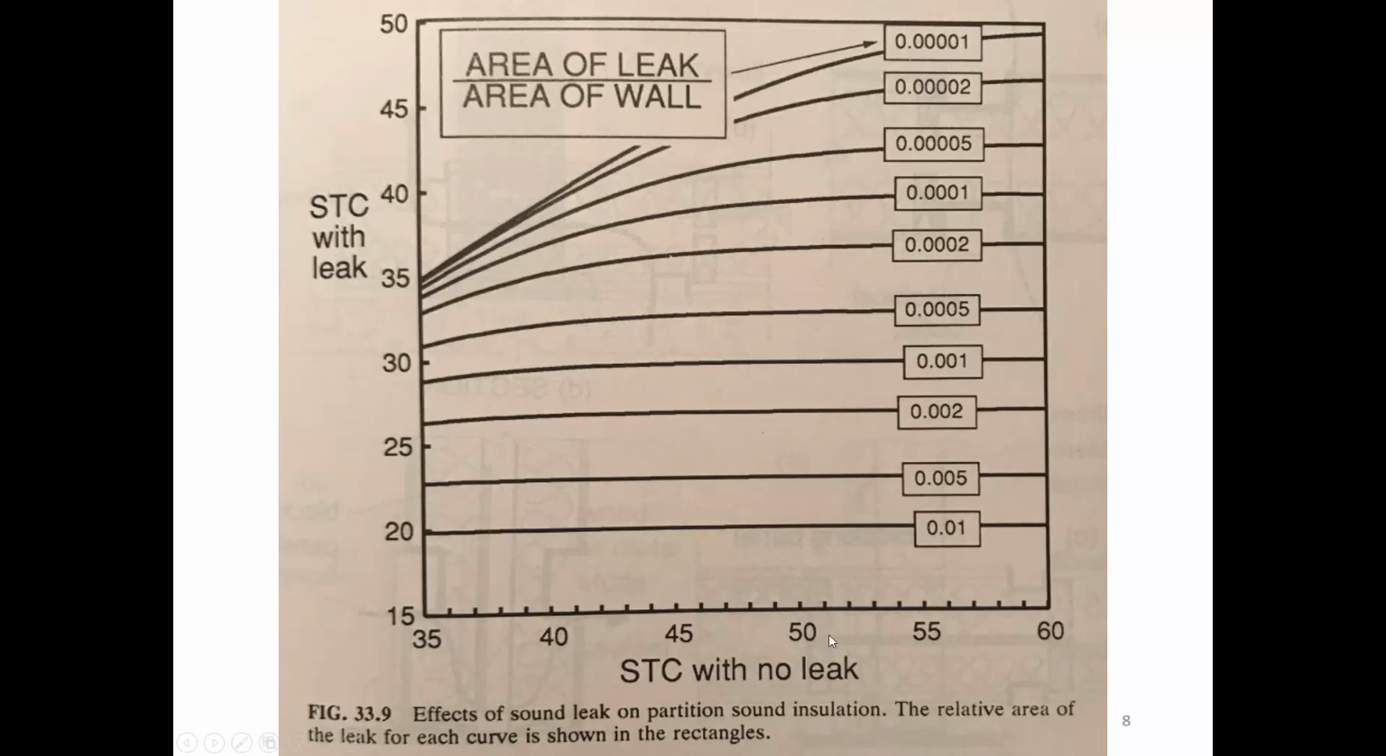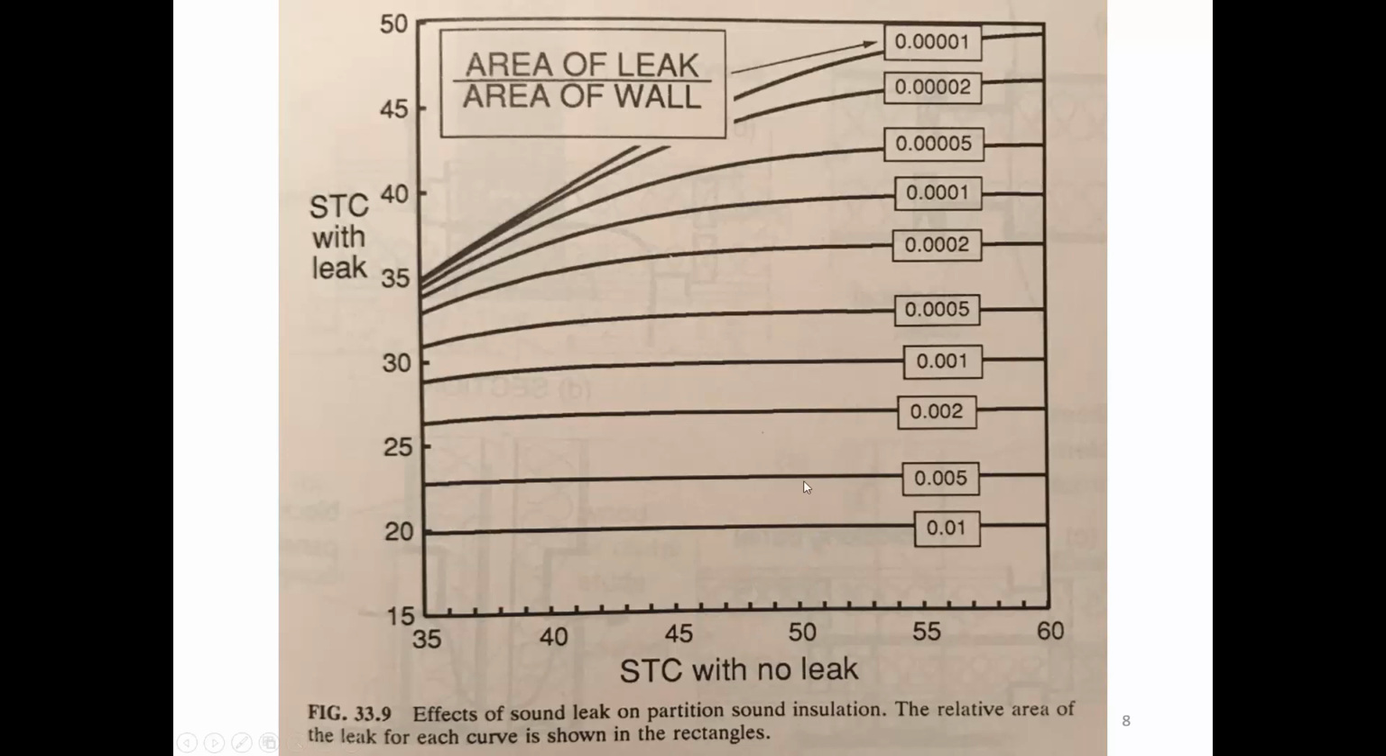Remember that that's the minimum required by code between units of multifamily housing, just to give you a subjective impression of STC 50. But say you have a leak that is 1% of the total area. It's 1% that would take your STC 50 wall down to 20.